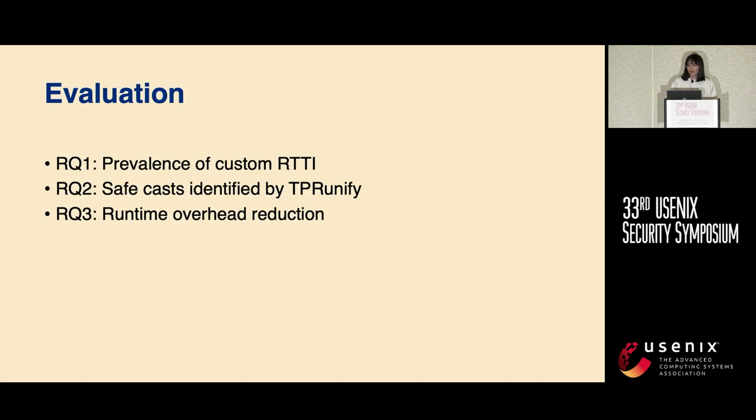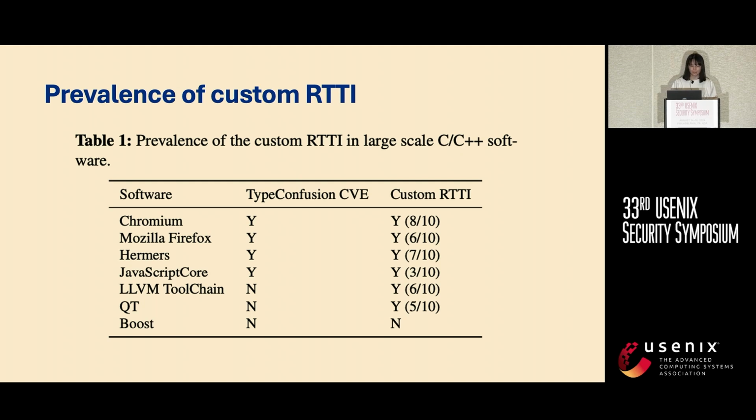For the evaluation, I'll mainly show three questions here. First, the prevalence of custom RTTI. Second, how many safe casts we can identify using our approach. Third, how much overhead we can reduce compared with the sanitizer's approach. To answer the first question, we select seven popular large-scale C++ software projects and randomly sample some classes from them. The result shows that six of them contain custom RTTI, indicating the prevalence of custom RTTI.